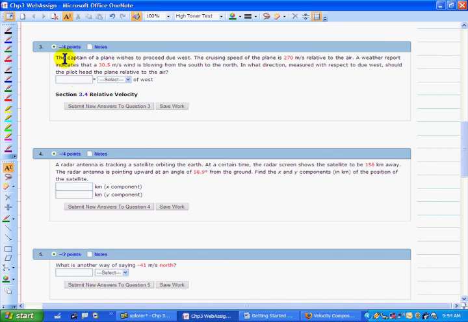Here we go. Number 3 reads, the captain of a plane wishes to proceed due west. The cruising speed of the plane is 200 meters per second relative to the air. A weather report indicates that a 30.5 meter per second wind is blowing from south to north. In what direction, measured with respect to due west, should the pilot head the plane relative to the air?